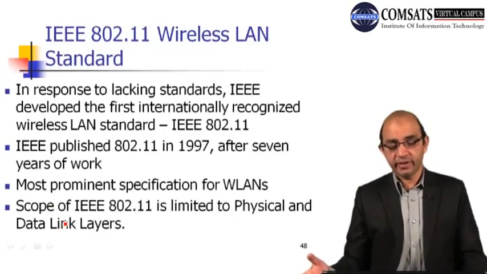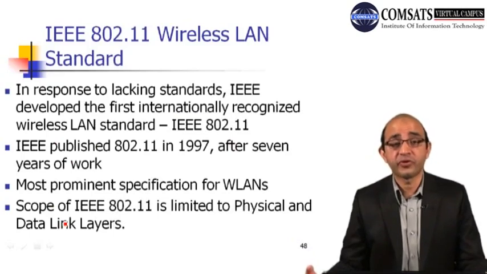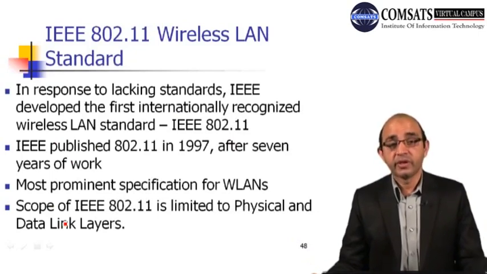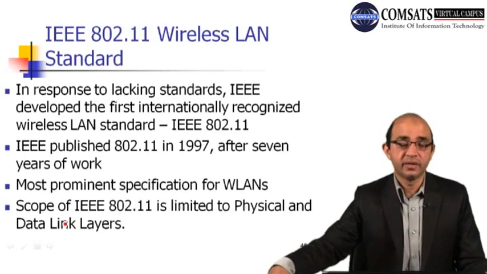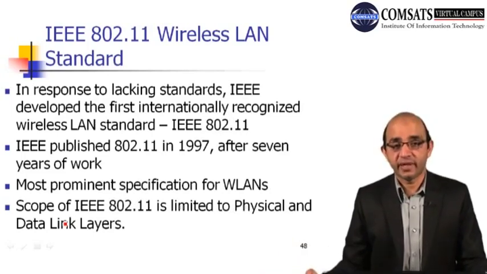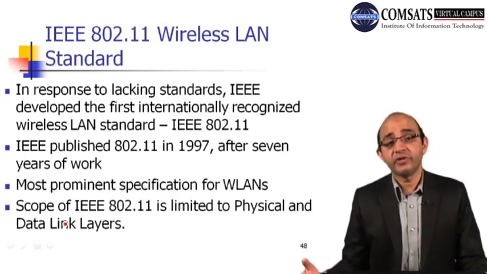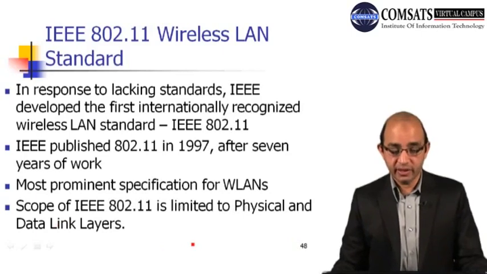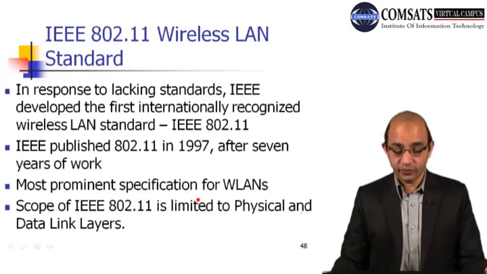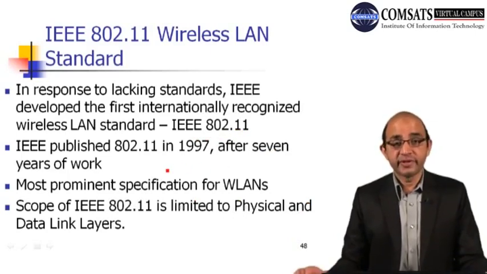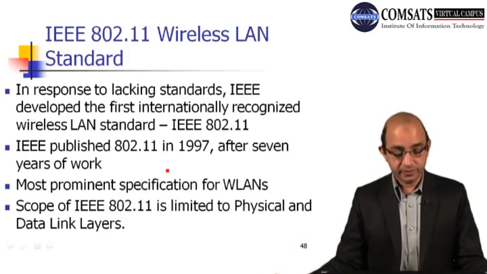As mentioned, when there was a requirement for wireless technologies to be launched, a lot of companies suddenly jumped into the market, and they started designing and developing their non-standardized equipment, or you can say they were using their own standards. In response to this, the IEEE 802 group was developed, and they developed the first internationally recognized wireless LAN standard, named IEEE 802.11, which was published in 1997 after enormous work of 7 years.